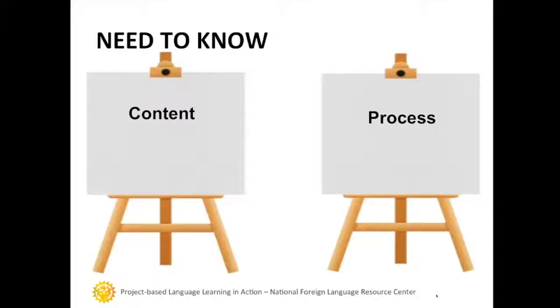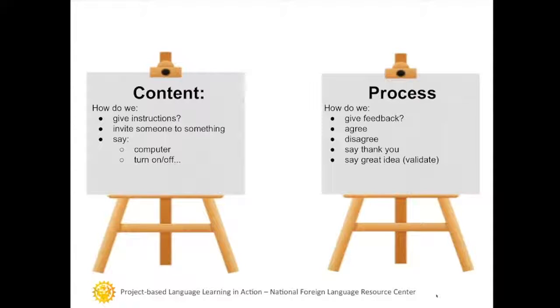The need to know list is a very valuable tool within a project, and with PBLL, we recommend having both a content need to know list and a process need to know list. So that means students have questions specifically about the project itself, what they need to know in order to get to the final product. So for the technology project, they would need to know how they give instructions, how they invite someone to something, how they say all of those things they're going to realize they need to say, like computer, turn on, turn off, etc.